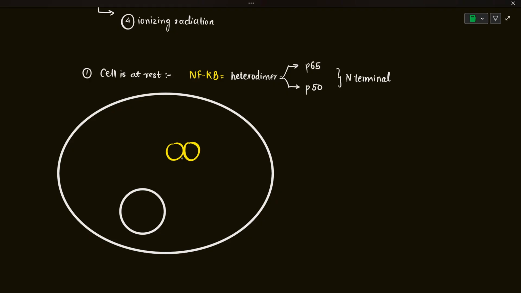This particular part is the N-terminal domain where P65 and P50 are bound. Let's assume that this is P65 and this is P50. So this is the NF-kappa B molecule, and when the cell is at rest, it is bound to its inhibitor known as I kappa B alpha. This protein is the inhibitor which is going to keep NF-kappa B in its inactivated state when the cell is at rest.